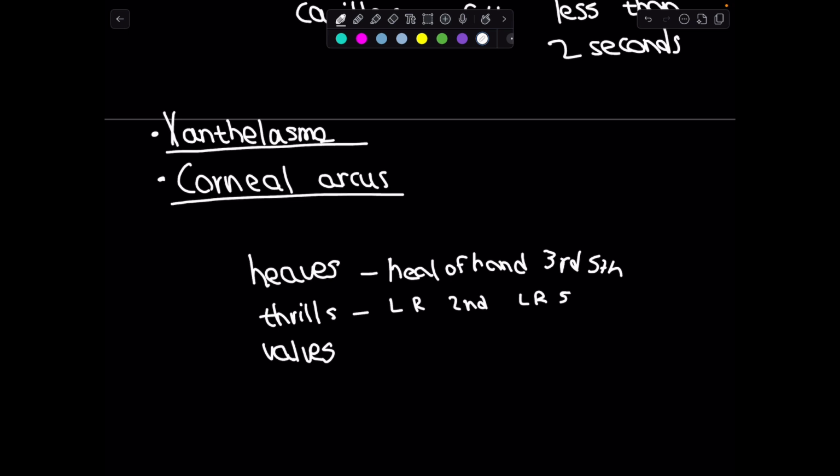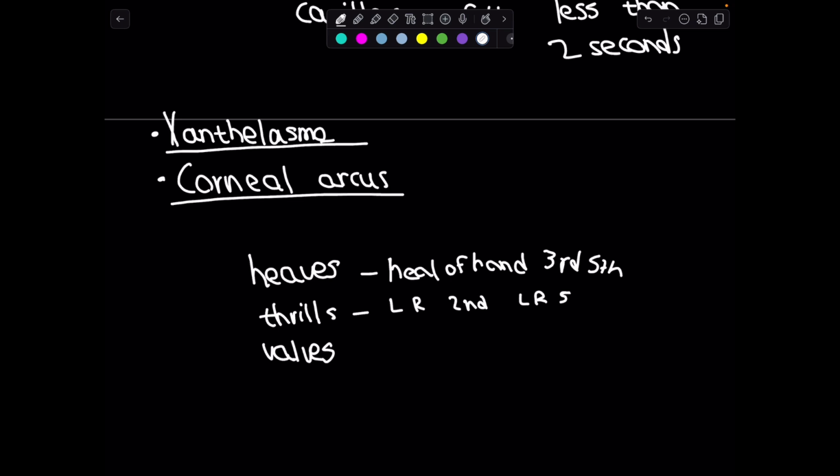Wait, didn't you say around fourth, fifth intercostal I will check the last two valves just now? Got it. Let's clarify. For thrills, you check the tricuspid area, left lower sternum, around fourth, fifth intercostal space, and mitral area, left fifth intercostal space, midclavicular line. So right and left.